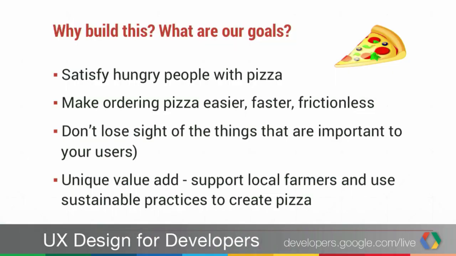So those are all parts of the goals that we're assembling that we're going to actually use to evaluate our design in this episode. And one last thing is an abstract kind of goal, and that is, what is our special sauce? So our special sauce for this made-up startup is the following. We support local farmers, we use sustainable ingredients, and we use sustainable business practices to create pizza.